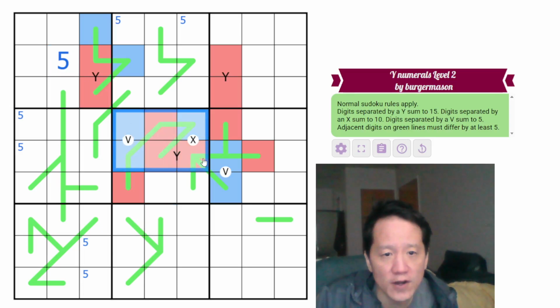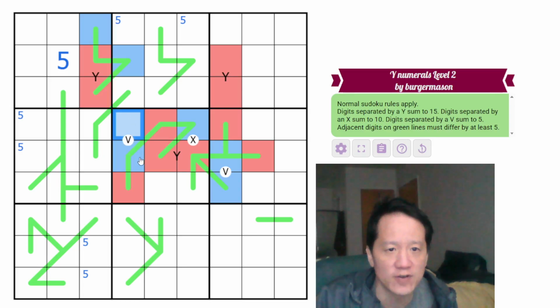Where is the 5 in box 5? Well, 5 can never add up with another normal digit to make 5. So this can't be 5. And these can't be 5 because of German whisper lines, so this must be a 5.